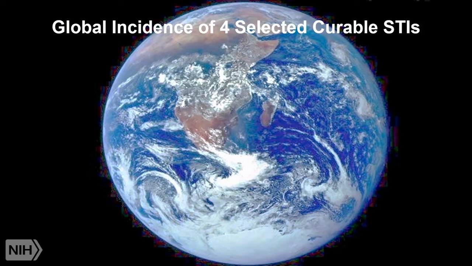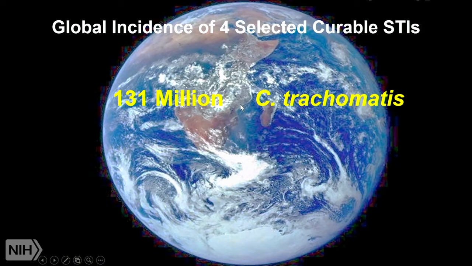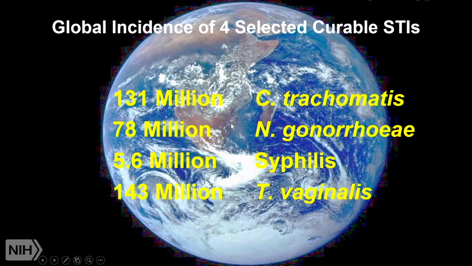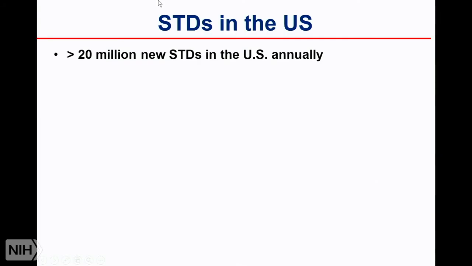So if one takes a look, again, at the globe, and then we'll go to the U.S., chlamydia, a bacterial STD, which is by far the most commonly reported bacterial infection to the CDC on an annual basis, worldwide exists at about 131 million people newly acquiring it. Gonorrhea, its partner in crime, 78 million. Syphilis, 5.6 million new infections each year. And another parasitic infection causing vaginitis, Trichomonas vaginalis, 143 million. This is how they come up with that 350 million, quote, treatable or curable STIs. Of course, that doesn't count the viral STIs that I already referred to.